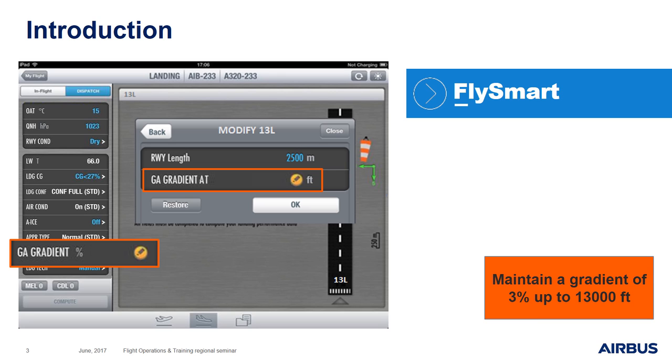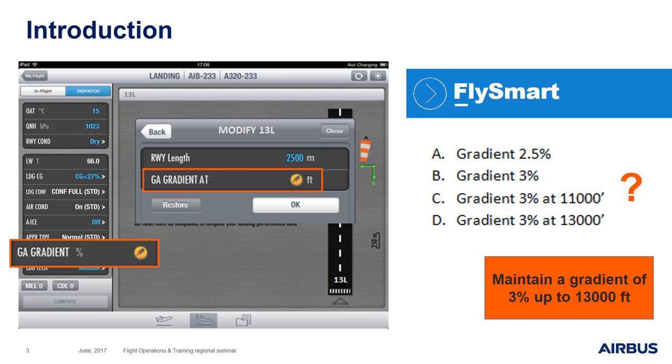Now I would like to ask you a small question. What would you expect FlySmart to check in terms of go-around? A gradient of 2.5% with no reference to altitude? A gradient of 3% with no reference to altitude? A gradient of 3% at 11,000 feet? Or a gradient of 3% at 13,000 feet? So I'm not going to give you the answer immediately. We're going to discuss go-around performance a bit further, but you will see that the answer is not as simple as it may seem.